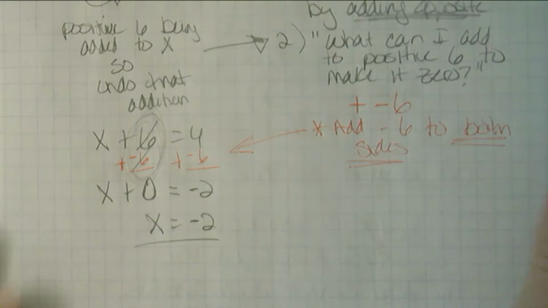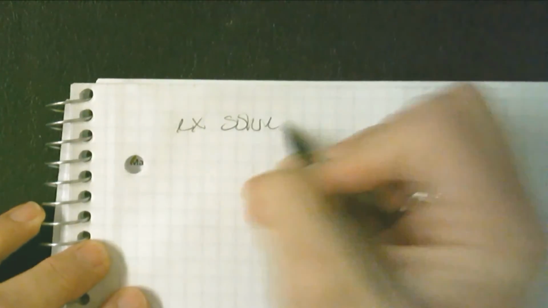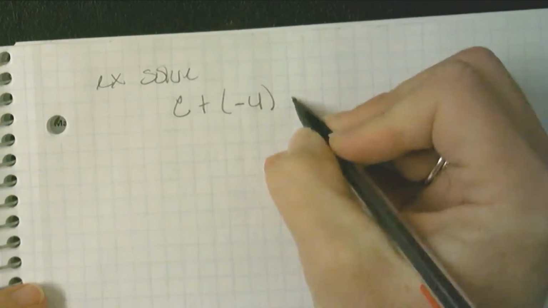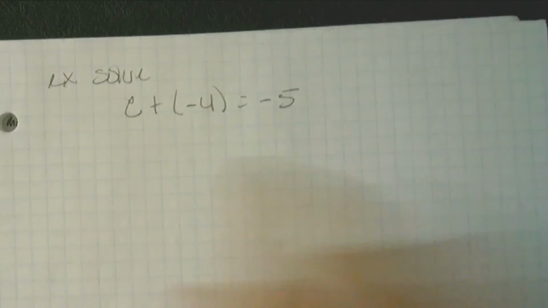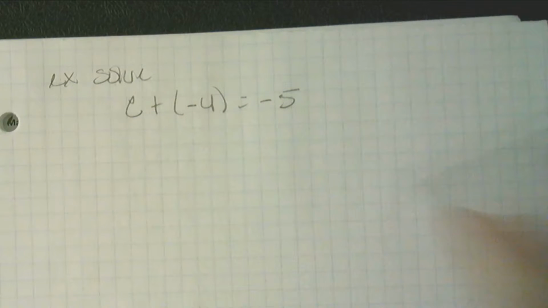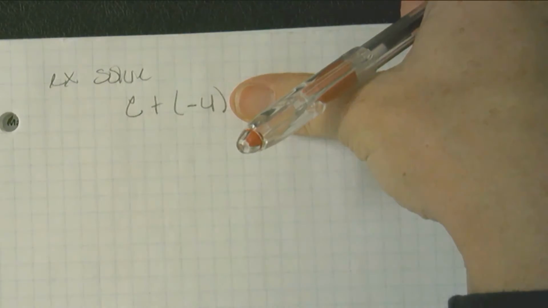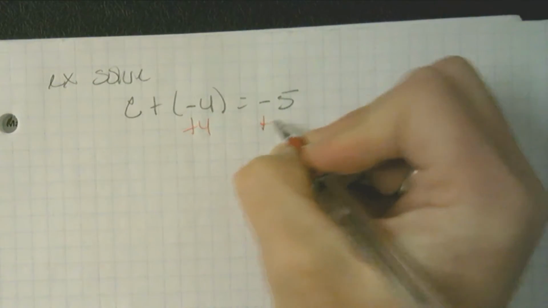All right? Okay, so I want you guys to solve c plus a negative 4 equals a negative 5. All right, what can I add? This is c plus a negative 4. What can I add to a negative 4 to make it a 0? Remember, I'm looking at what's happening to my c. What can I add to a negative 4? Francesca? A positive 4. So I'm just going to add 4 to both sides.